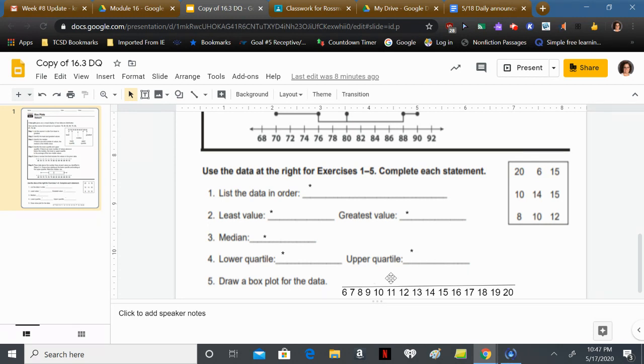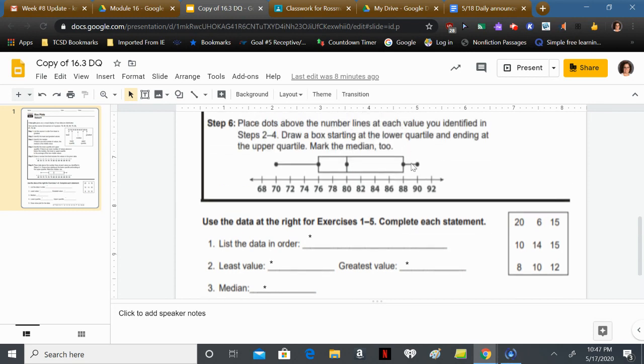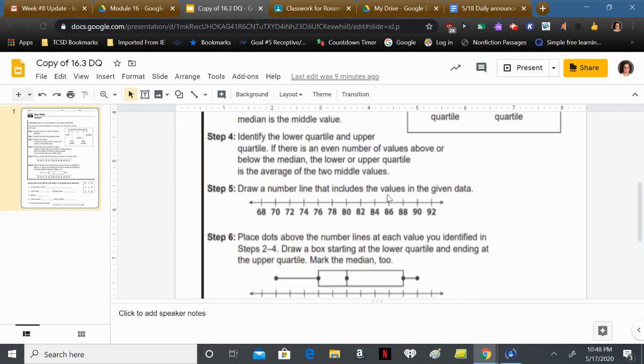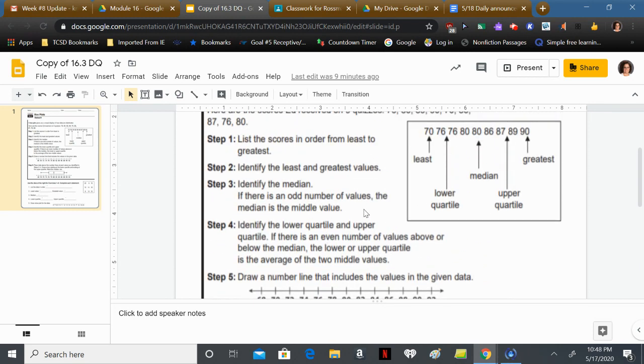Once you have your 5 dots placed, as in right up here, you're going to draw your box from your lower quartile to your upper quartile dot. Don't forget to draw a line through your median and extend your line out from the lower quartile to the smallest number to make this whisker, and extend your line out from your upper quartile to your greatest number or your biggest number to make this whisker. Once again, you can always look up top here to figure out and help you through your steps.